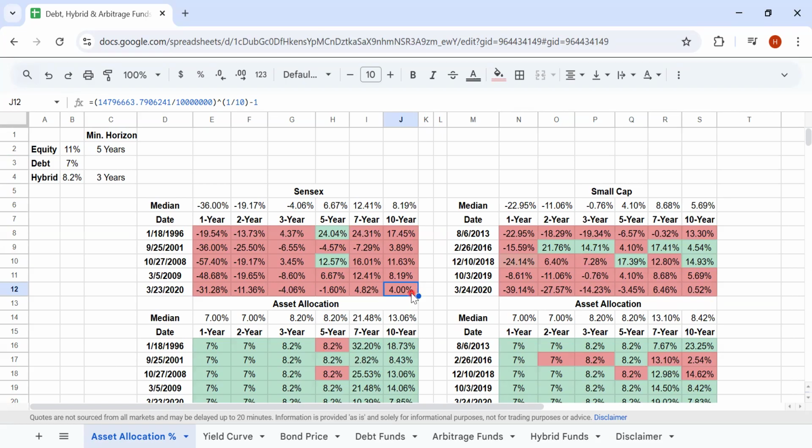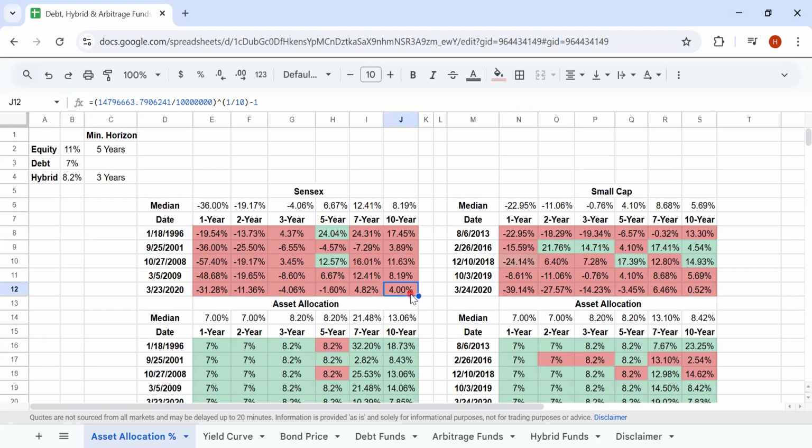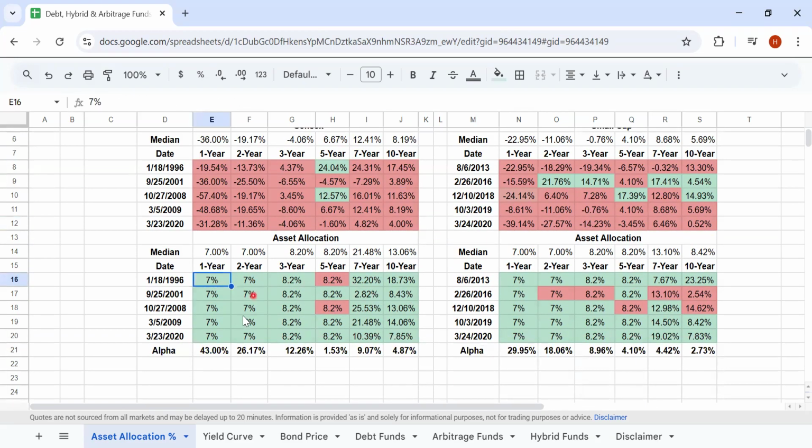So what will be the return in case of asset allocation? As I mentioned, anything less than 3 years has to be in the debt funds only. So somebody in 2017 March, or 2019 March, if they had some goal and they had invested in the debt fund, the return would have been 7% against a negative return of 31% at the Sensex level. Similarly, all these three are there.